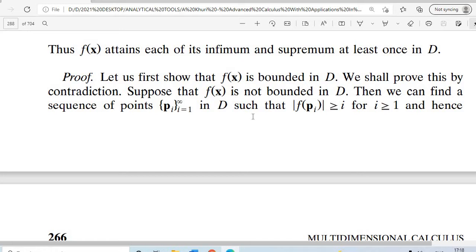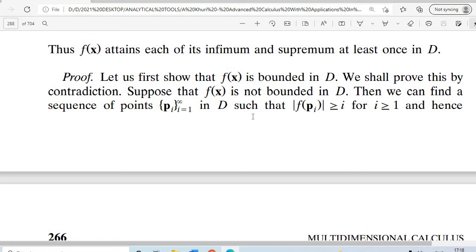Now we have to prove that f of x is bounded in D. So we shall prove it by contradiction and suppose that f of x is not bounded. So first we assume that f of x is not bounded in D. Then we can find a sequence of points pi.